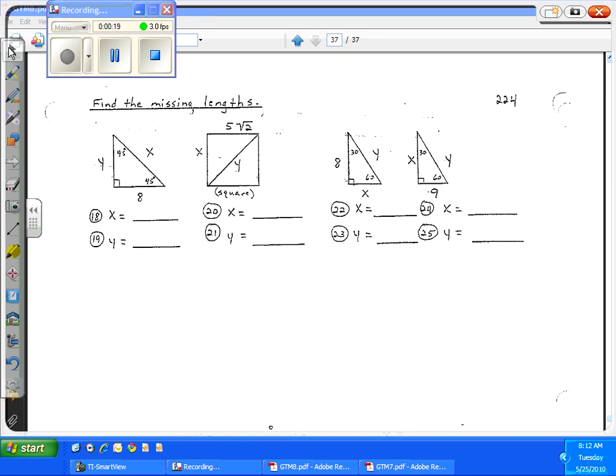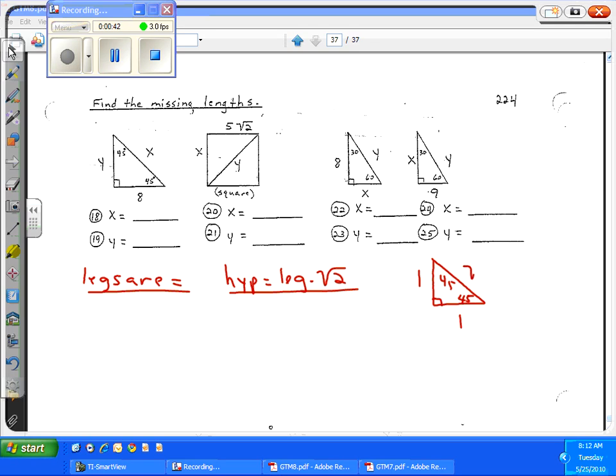We're going to use the formulas in a 45-45-90 triangle. The legs are equal, and the length of the hypotenuse is equal to the length of a leg times the square root of 2. Also in a 45-45-90 triangle, the sides are in the ratio of 1 to 1 to the square root of 2. So I'm going to solve again both ways.